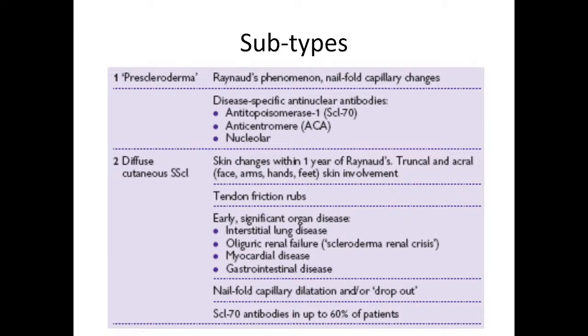So, subtypes, we can consider these 4 subtypes. A patient can have pre-scleroderma, in which there is only Raynaud's phenomenon and some nail bed capillary changes. There are only a few sites in the human body where we can actually directly visualize the capillaries.